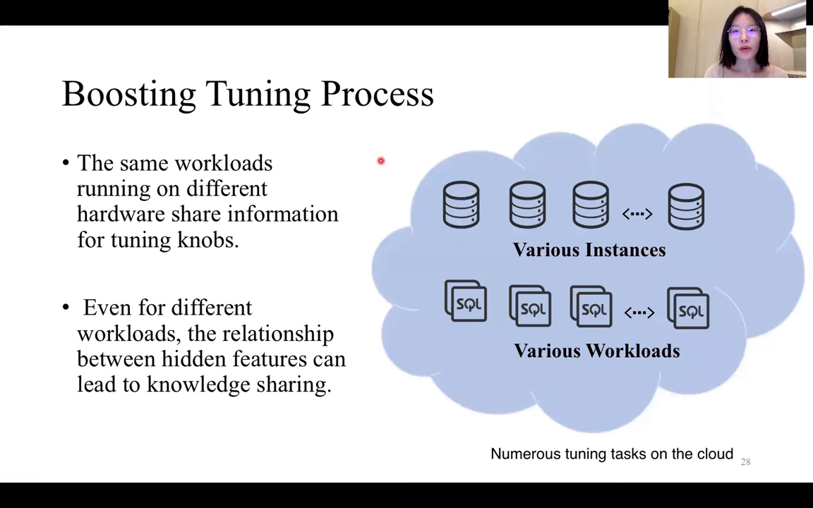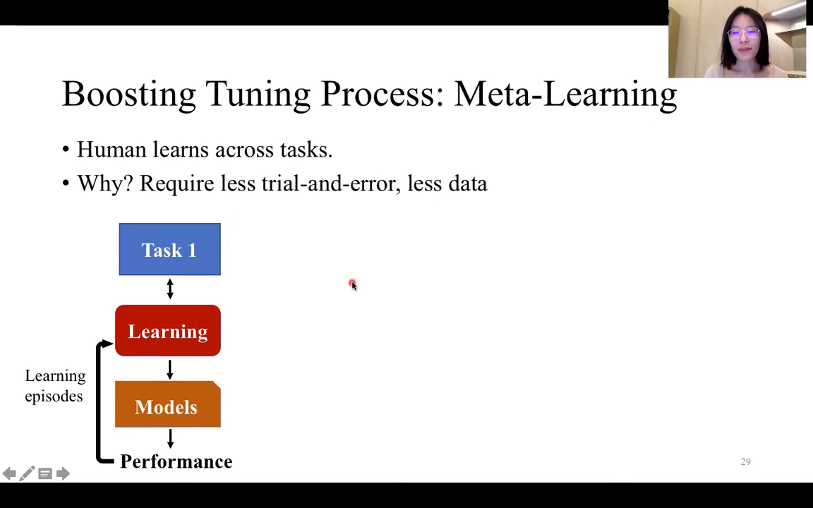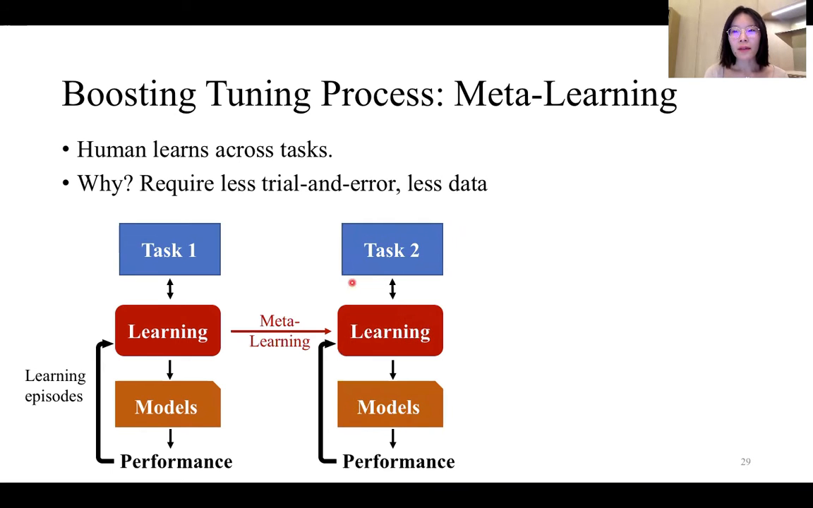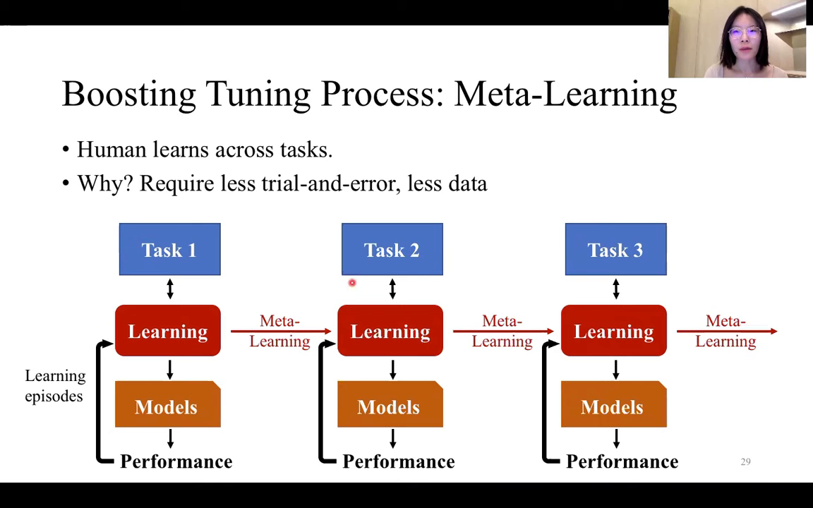Our second goal is to use prior knowledge in past tuning tasks. The intuition is to capture the shared information among different tuning tasks from various instances and workloads on the cloud. ResTune is highly motivated by meta-learning. With every task learned, optimizing new tasks becomes easier, requires fewer examples, and less trial and error.